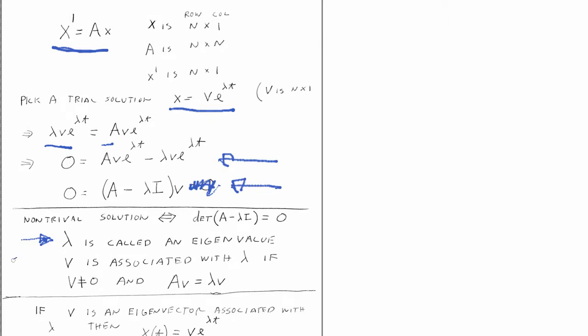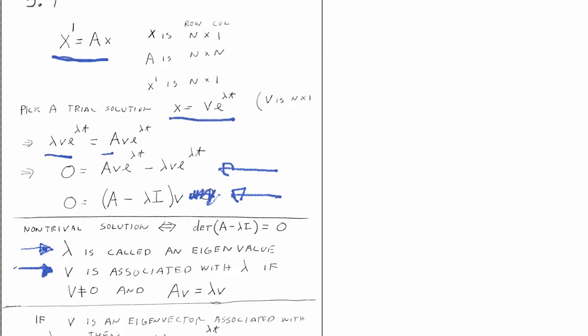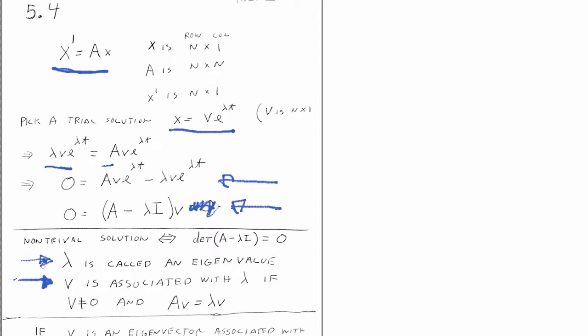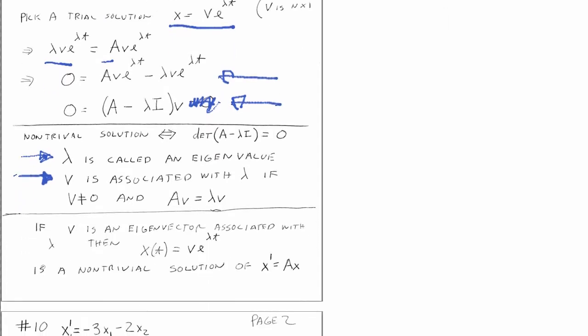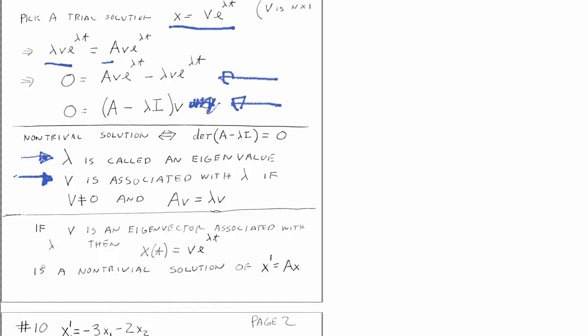This should be reminiscent of some things we had covered in the past, except here we have a finite dimensional system. V is not 0, and in fact we notice that A V equals lambda V. So moving along, if V is an eigenvector associated with lambda, then the good news is that this is a non-trivial solution of the differential equation, and that's what we're going to use to solve this example.